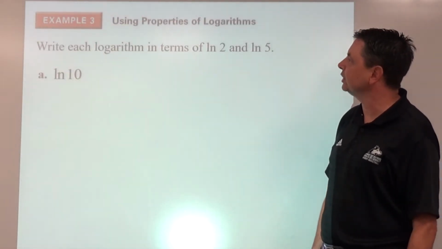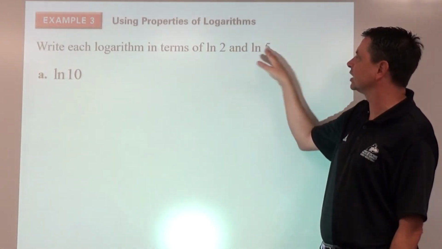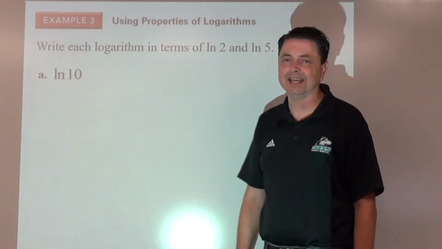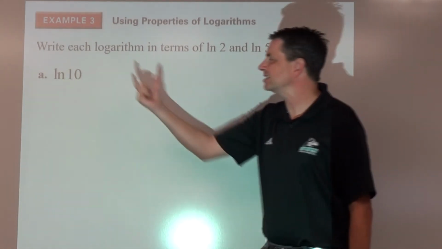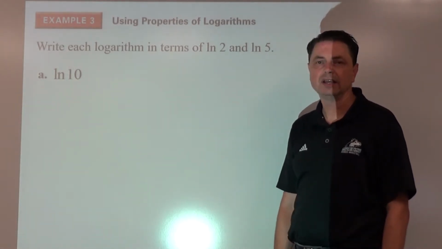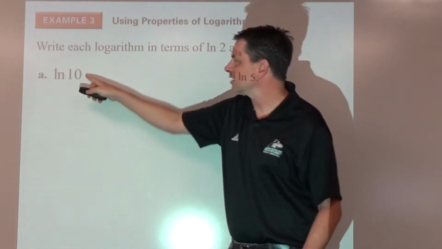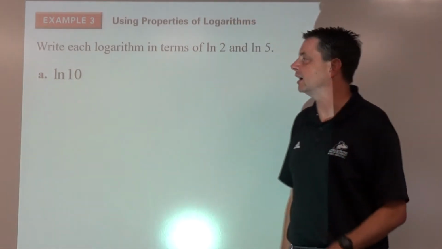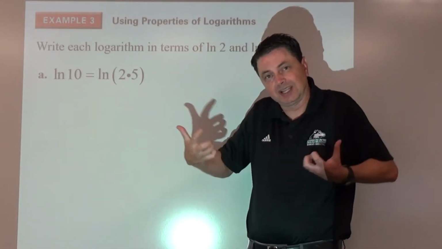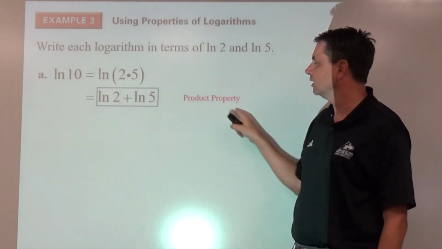So example number 3: use the log properties to write each logarithm in terms of the natural log of 2 and the natural log of 5. Our problem is to work on the natural log of 10. Our initial thought is, how does 10 as an argument connect to these arguments, 2 and 5? You might instantly recognize it's the product. So we could think of this as the natural log of 2 times 5. Since this is a product, we could use the product property to split it up and say that's the natural log of 2 plus the natural log of 5. That's our product property.